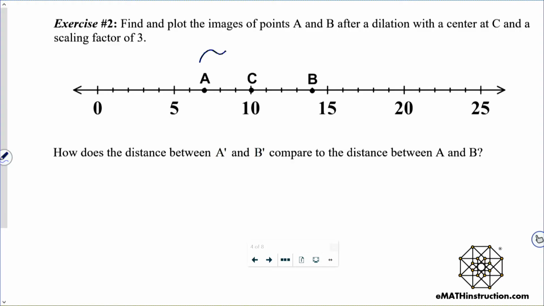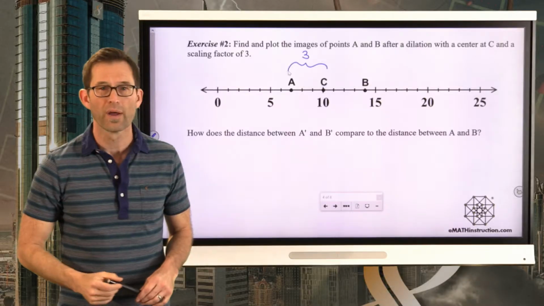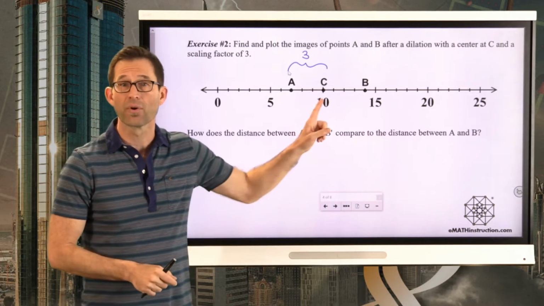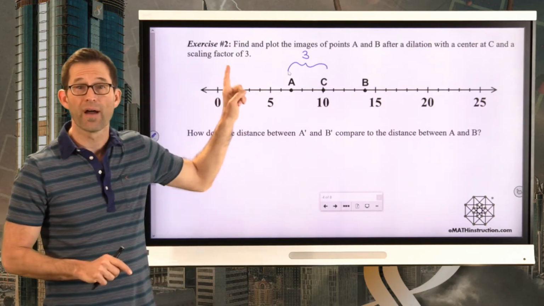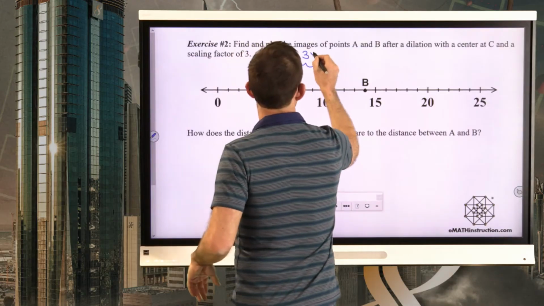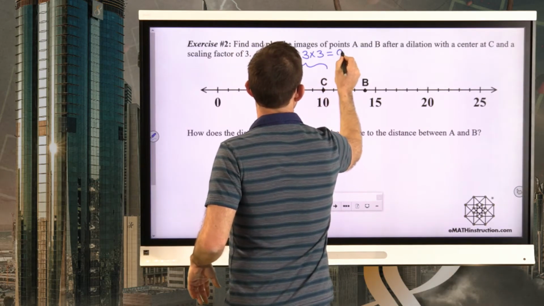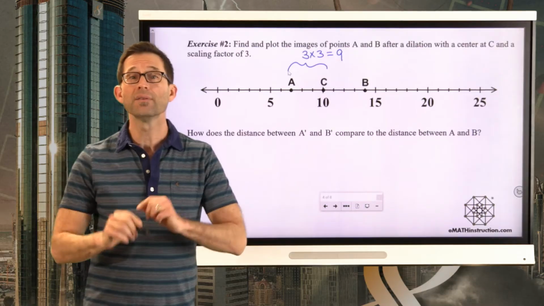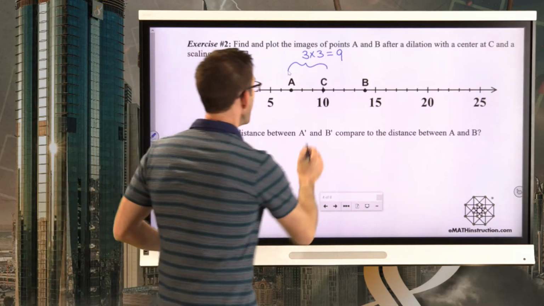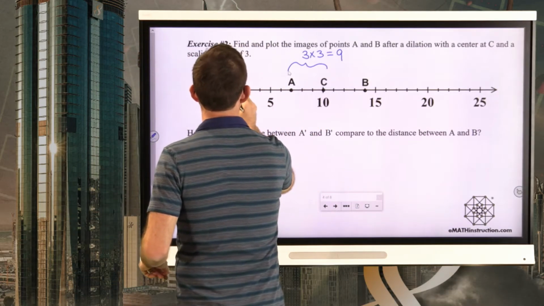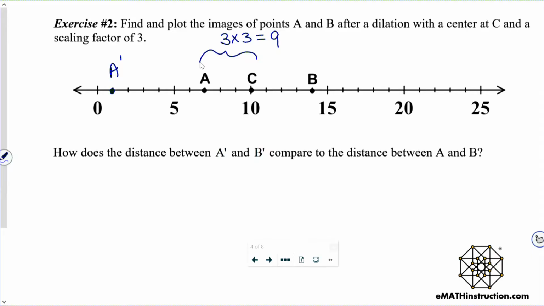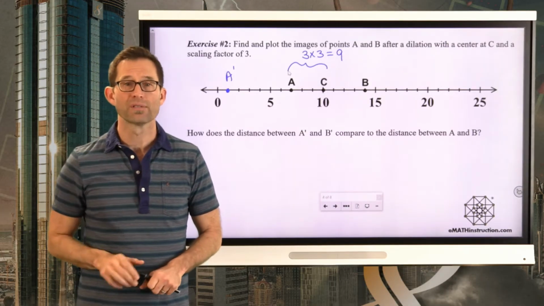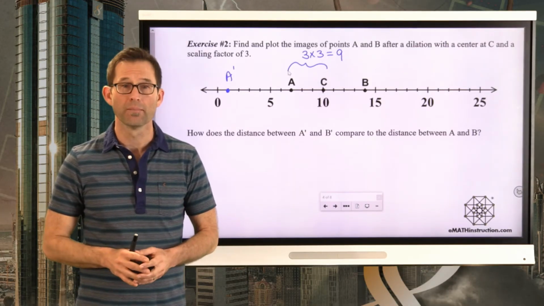Here we can see that the distance between the point that we're dilating and the center is 3 units. Therefore, if we dilate this with a scale factor of 3, then it should be 9 units away and in the same direction. So 1, 2, 3, 4, 5, 6, 7, 8, 9, here's where our A prime should be. Why don't you pause the video right now and figure out where B prime should be?